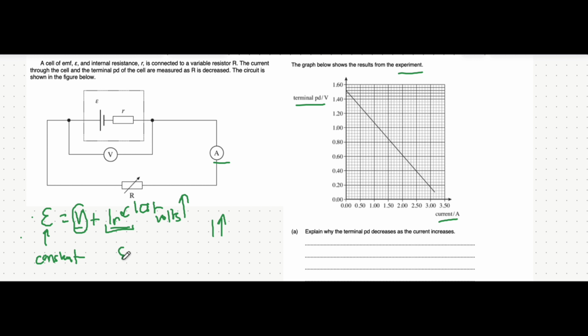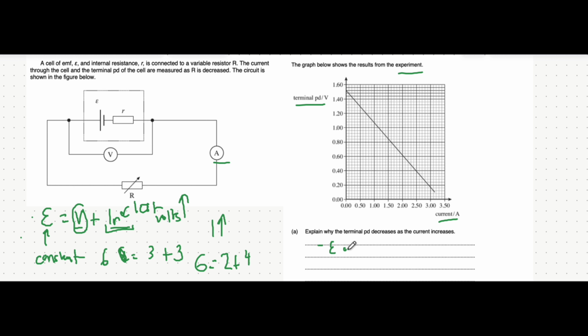For example, if you have 3 volts of terminal voltage and 3 volts of lost volts initially, that will lead to an EMF of 6 volts. But if the current increases so that the lost volts increases to 4, then the amount of terminal voltage would have to decrease to 2 in order for them to still add up to that same constant EMF of 6. So hopefully that helps explain it.